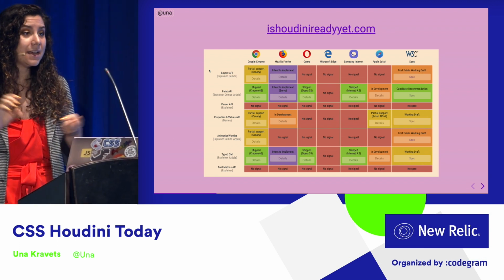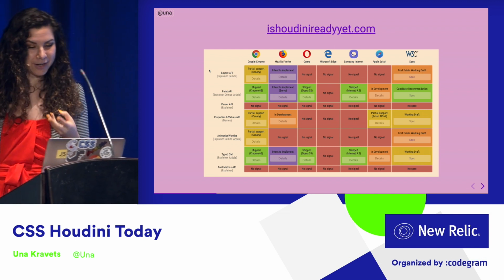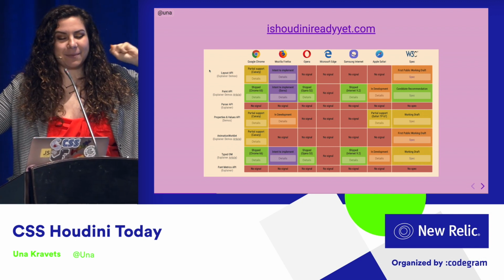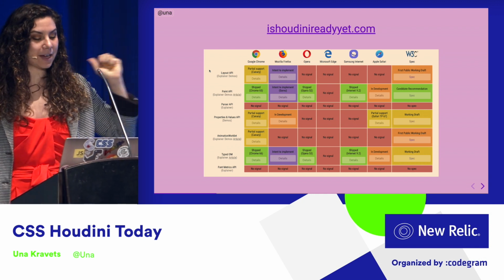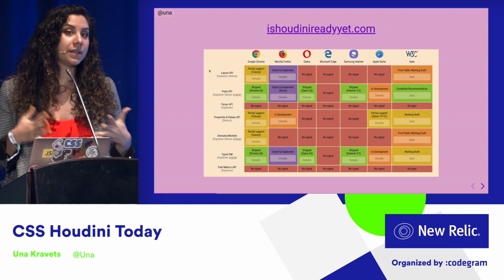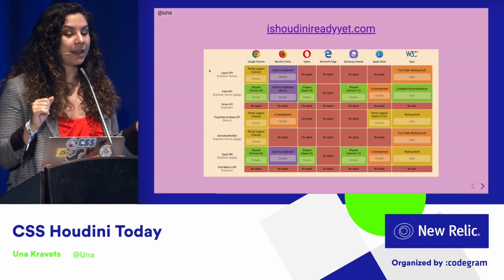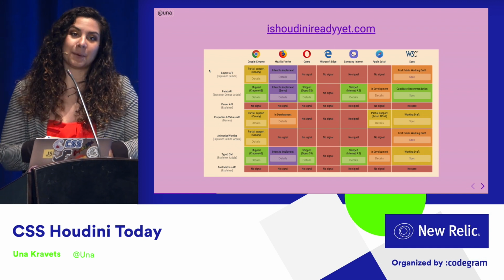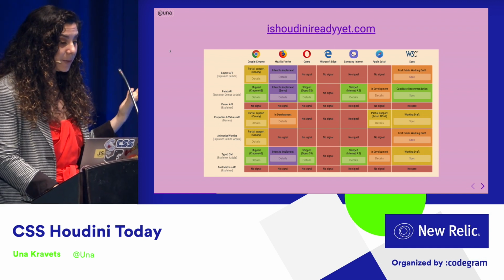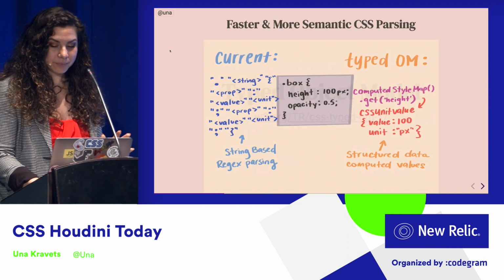There's the layout API, the paint API, the parser API has no signal, so ignore that for now. Properties and values API, there's the animation worklet, the typed object model, and font metrics API. And because in this talk I want to focus on what we can do today, I'm going to primarily be focusing on the typed object model, and I'm going to be focusing on paint and properties and values because they work in Chrome stable, which is pretty cool. So let's start with the typed object model.